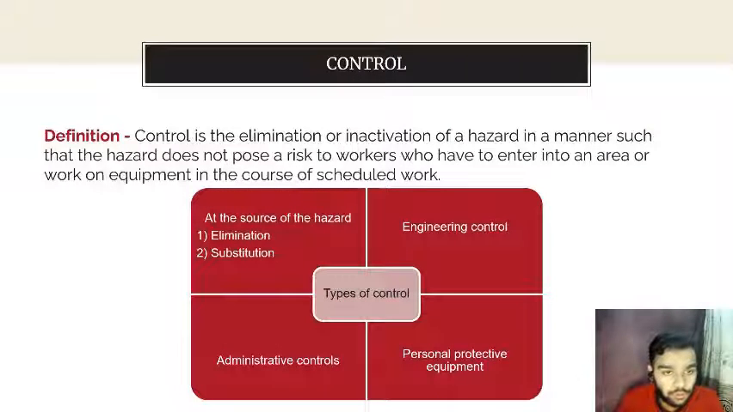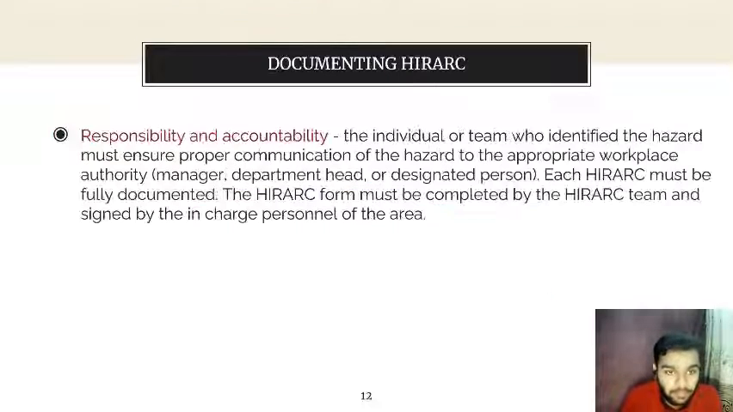Moving on to the control. Control is the elimination or inactivation of hazard in such a manner that the hazard does not pose risk to workers who have to enter an area or work equipment in the course of scheduled work. There are 4 types of control. The first one is at the source of the hazard, which is elimination or substitution. The second one is engineering control. The third one is administrative control. The last one is personal protective equipment.